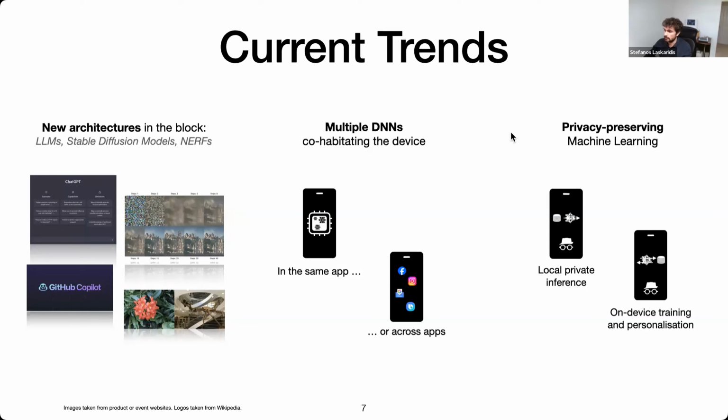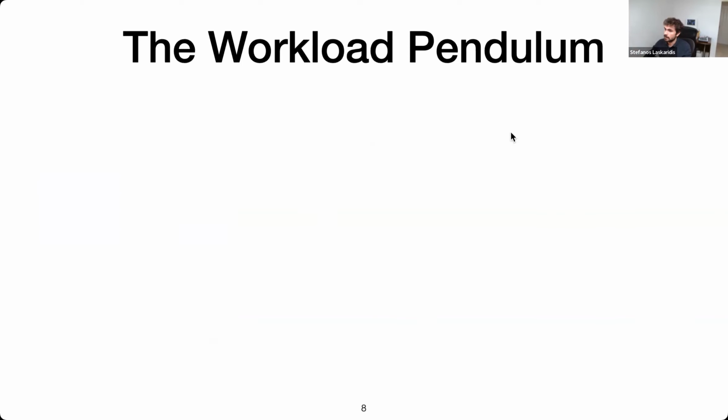Last, privacy becomes increasingly important, and regulators are pushing towards on-device solutions for preserving the privacy of users' data, both for private inference as well as for training and personalization. So all these push the resource requirements of being smart to a higher baseline than we had before.